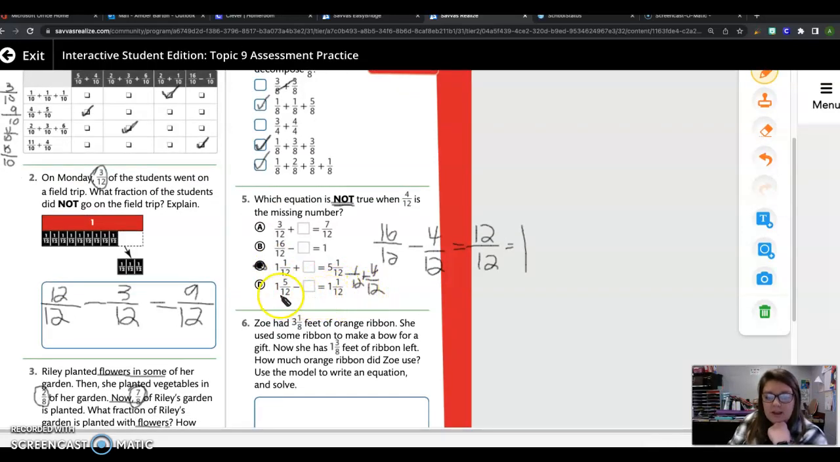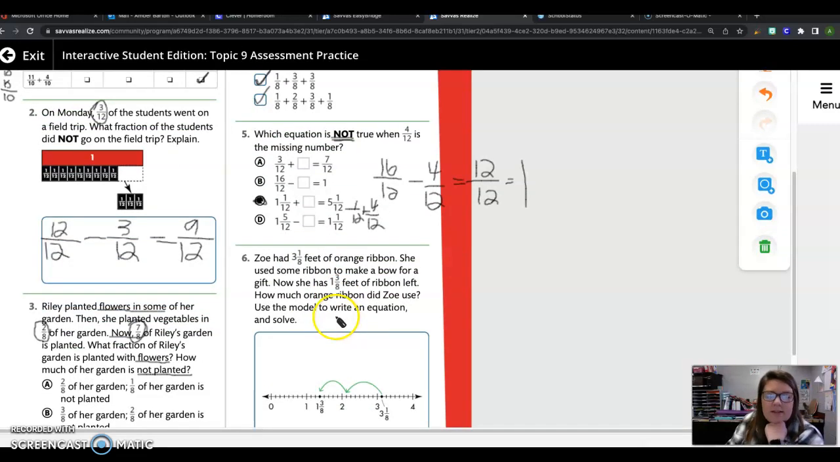I don't want to stop here though. I want to double check and make sure that this last one right here is going to fit the right criteria. So 1 and 5/12 minus 4/12. There's no whole number, so we have 1 minus 0 equals 1. And then we'll do 5/12 minus 4/12, which is what? 1/12. Good. 5 minus 4 equals 1. So this is a true equation.